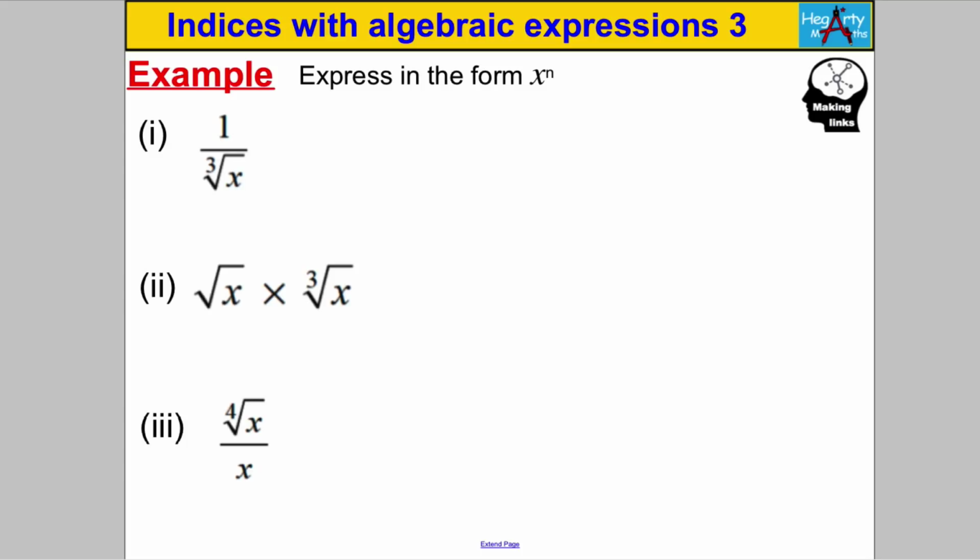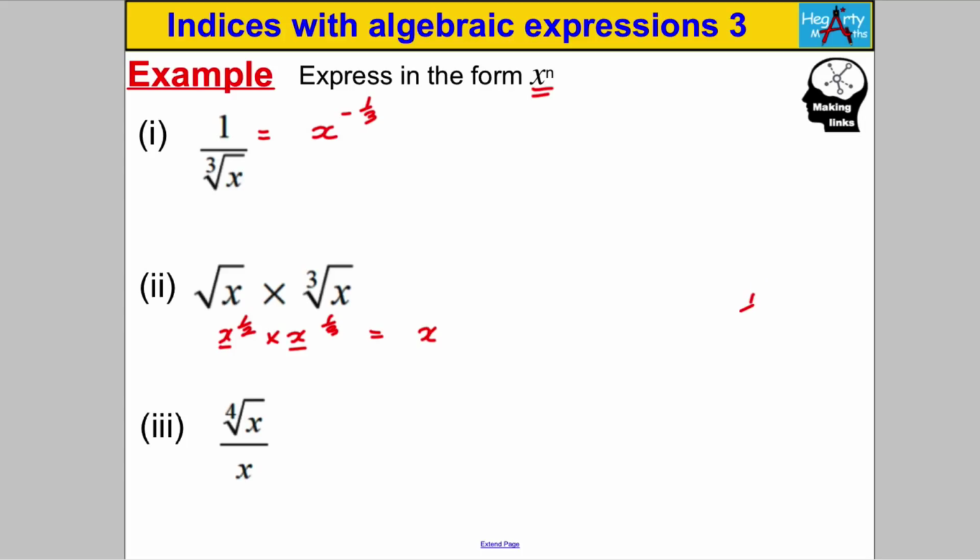Next one. Pause and try and write each of these in the form x to the power of something. Well, 1 over the cube root of x, that must be x to the power of negative something to get the 1 over. And how do you write the cube root? Third. So that's x to the negative third. What about this? We want to write this as a single power of x. This here is x to the half. This here is x to the third. They're multiplying together. When you're multiplying and the base number is the same, you add the powers.